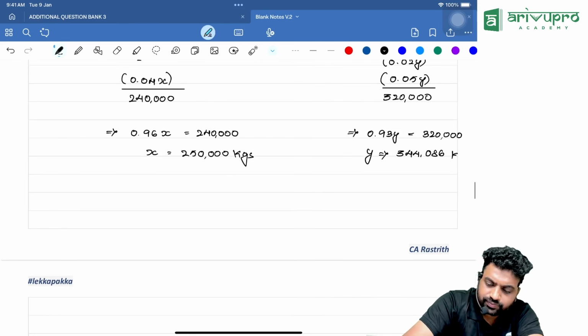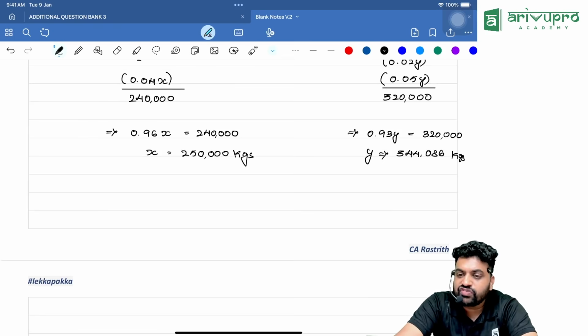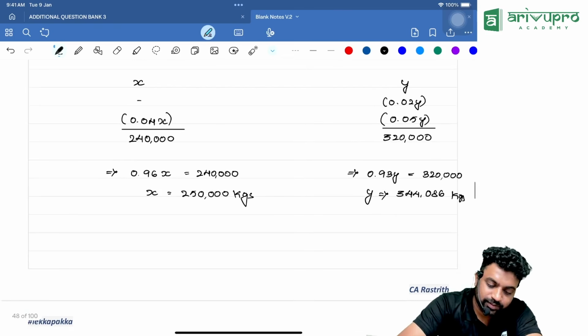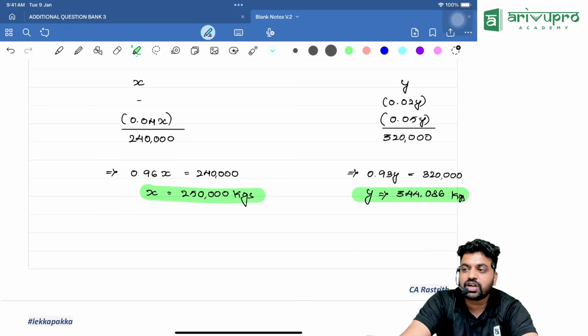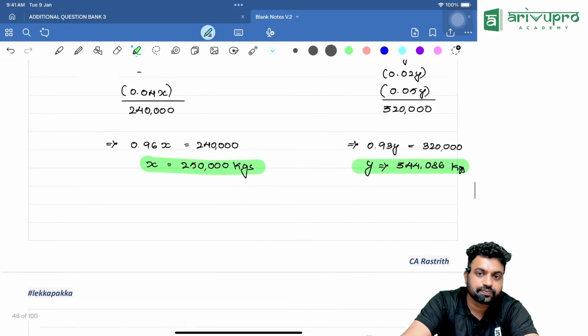86. 3,44,086 kgs. Anyone, any doubt in the computation of number of units to be purchased? No doubts?